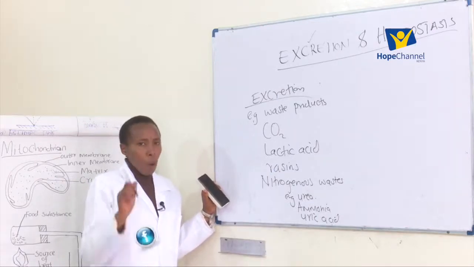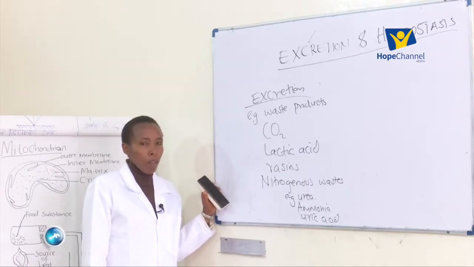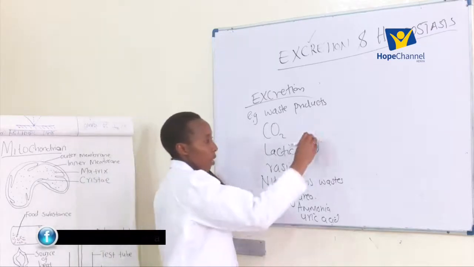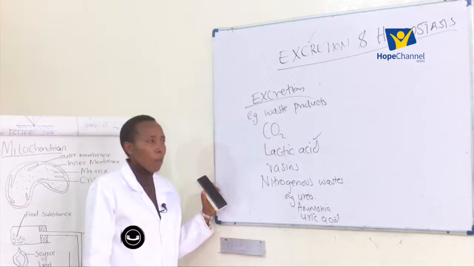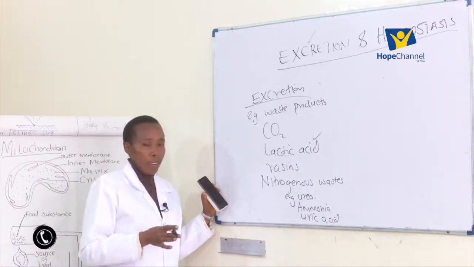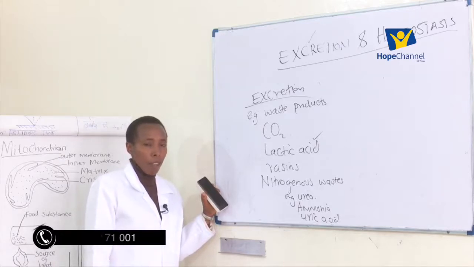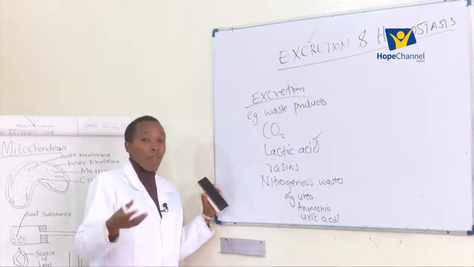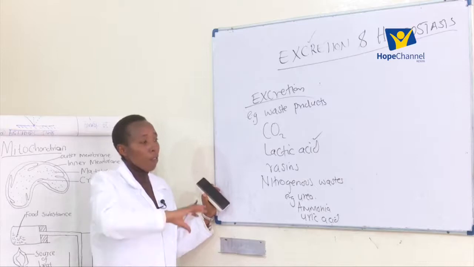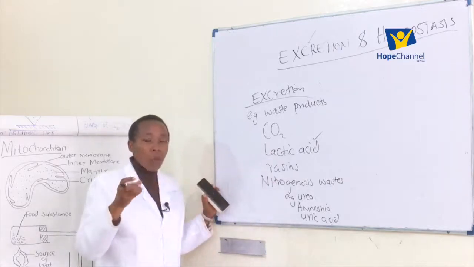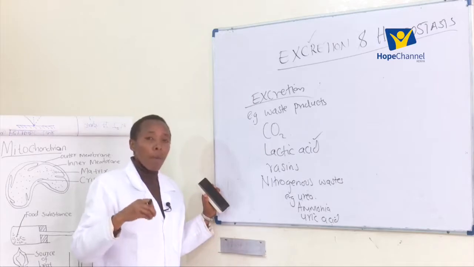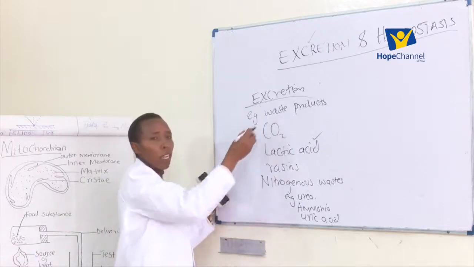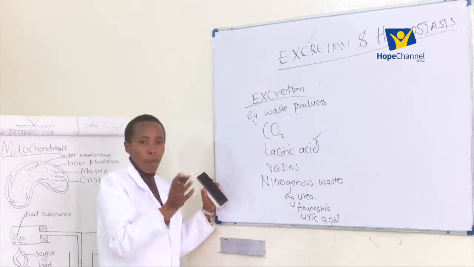The question is, why do we need excretion? Look at the waste products. Take an example of lactic acid. What do you think will happen if we leave the lactic acid to accumulate in the body cells? Definitely, we are going to destroy the cell and even the functioning of the cell. So if we leave the waste products to accumulate within the cells, then they become toxic to the cells. And because of that, we need excretion. We need to separate them and then eliminate them from the body.